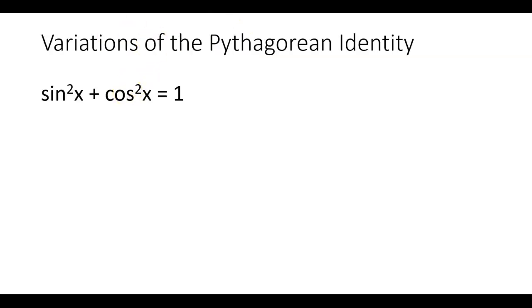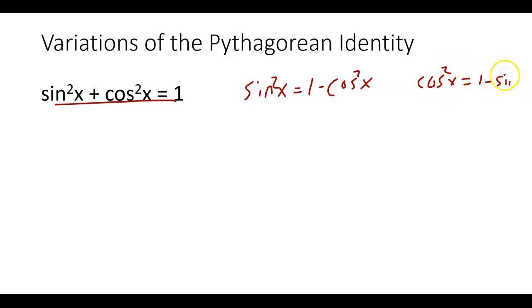Now, there are variations of the Pythagorean identity. As I've already told you, you could have it this way, or you could have it like this, or you could have it like this. So those are two other variations, but there's even more variations than that. Let me show you what I mean. Instead of just having sine and cosine, we can actually change sine and cosine into other things. So let me give you an example.